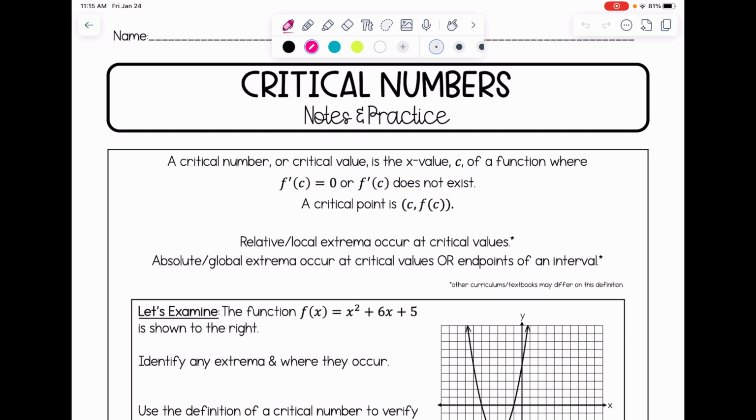Let's talk about how this relates to extrema. So relative and local extrema occur at critical values or critical numbers. Absolute or global extrema can occur at critical values as well, but they can also occur at endpoints. Just to note that other textbooks and curriculums might define things differently here. This is the definition we'll be using in all of my videos.